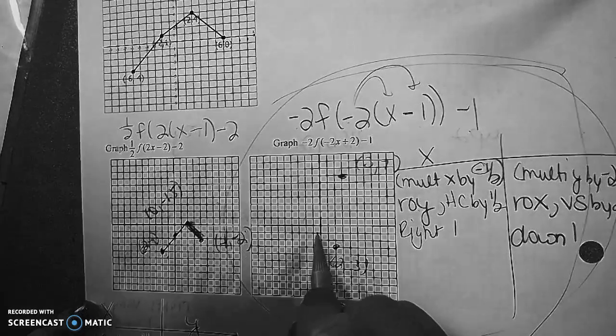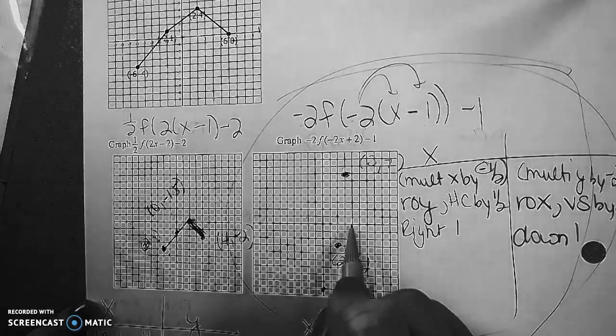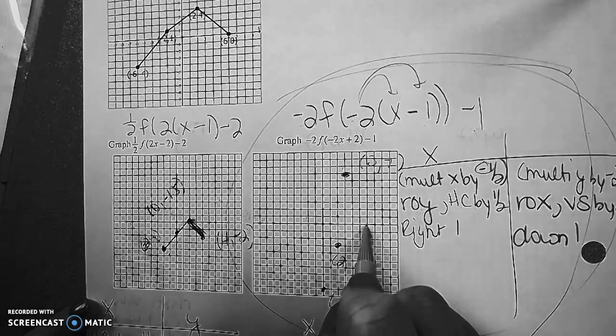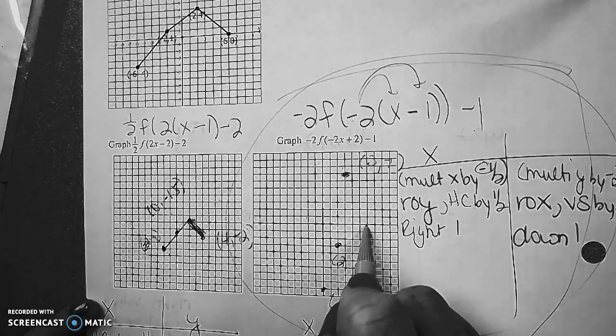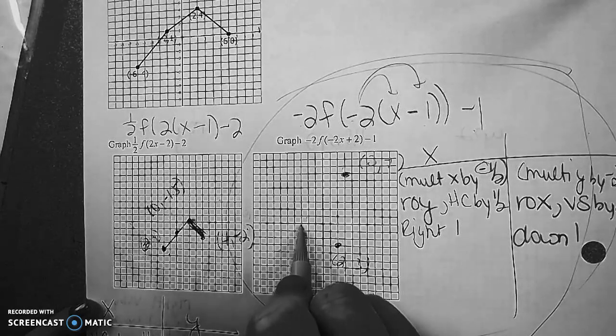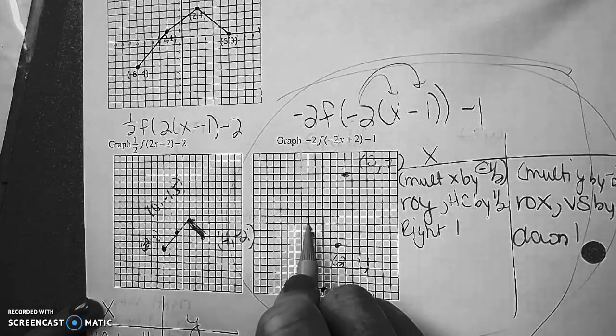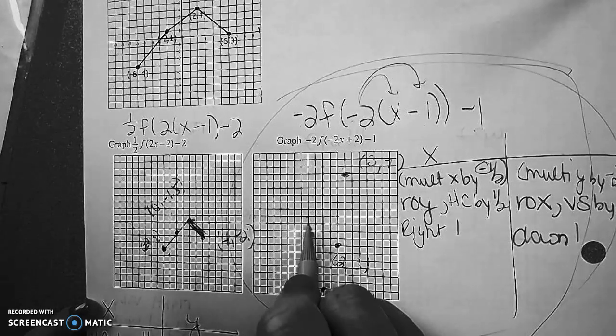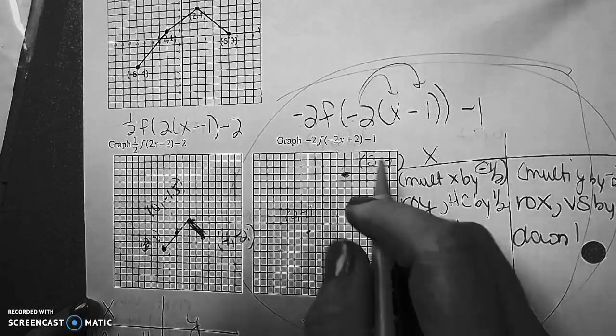And last, I need to take 6, 0. 1, 2, 3, 4, 5, 6. Multiply that x value by -1/2. 6 times -1/2 is -3. Then right 1. The y value here is 0, so when I multiply y by -2, I get 0 still, and down 1. So I get -2, -1.